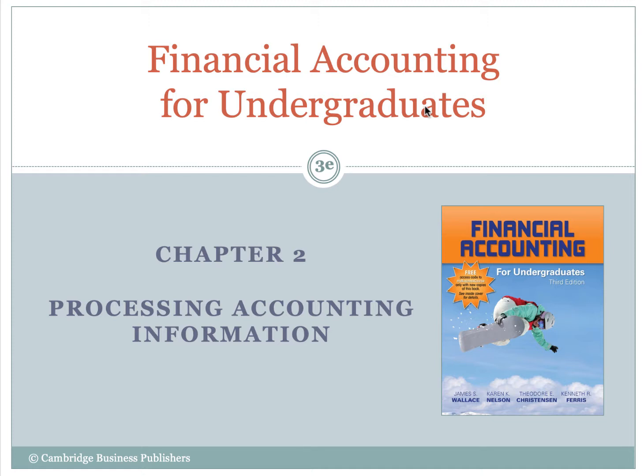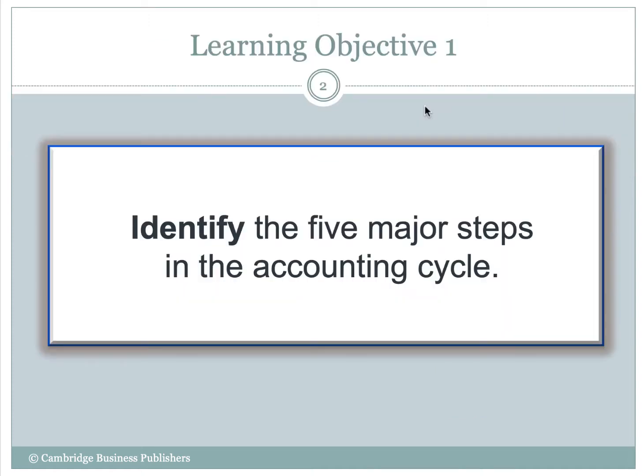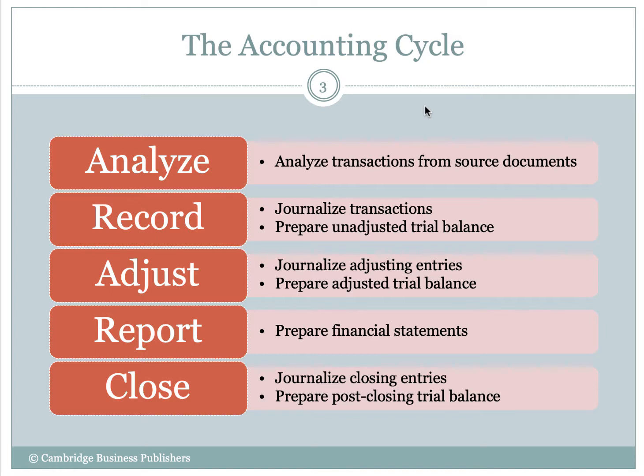We introduced the accounting equation back in Chapter 1. And remember, the accounting equation states that assets, which are resources to the company, always have to equal liabilities plus stockholders' equity. And we said that liabilities are obligations of the company, and that stockholders' equity were the owner's claims against the company's assets. So let's go ahead and get started, and let's look at the 5 major steps in the accounting cycle.